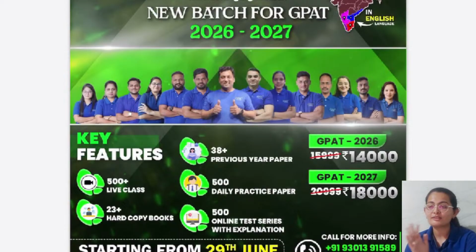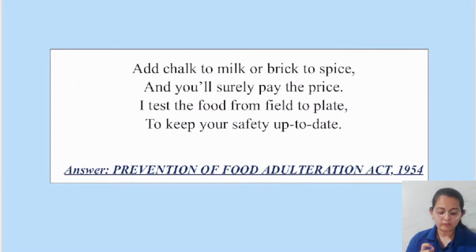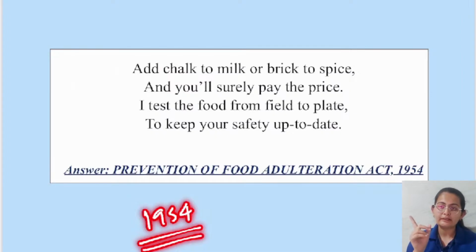Sorry, I think there was an issue. I got disrupted. Prevention of Food Adulteration Act of 1954. I think the last slide was not visible. 1954 is the act year. It is the same year we saw for the Drug and Magic Remedy Act. The same is the year for the Prevention of Food Adulteration Act.